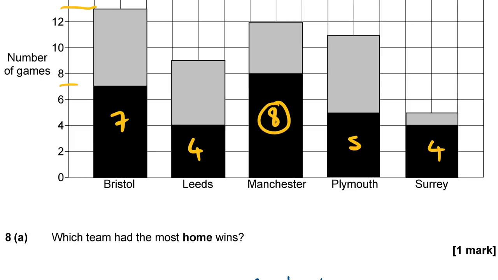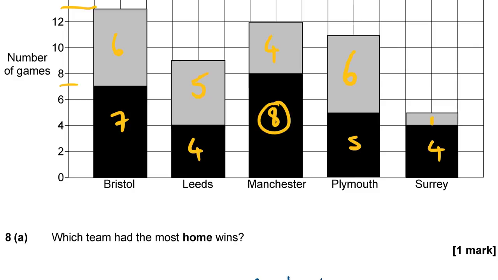So this first one starts at 7, doesn't it? It goes up to 13. So that's a difference of 6. 13 take away 7 is 6. The Leeds grey bar goes from 4 up to 9. 9 take away 4 is 5. Manchester goes from 8 up to 12. 12 subtract 8 is 4. Plymouth goes from 5 up to 11. 11 subtract 5 is 6. And Surrey, well, that's just got a height of 1, isn't it?